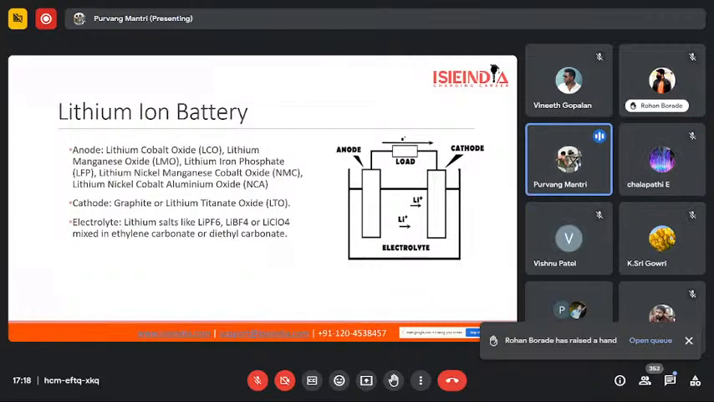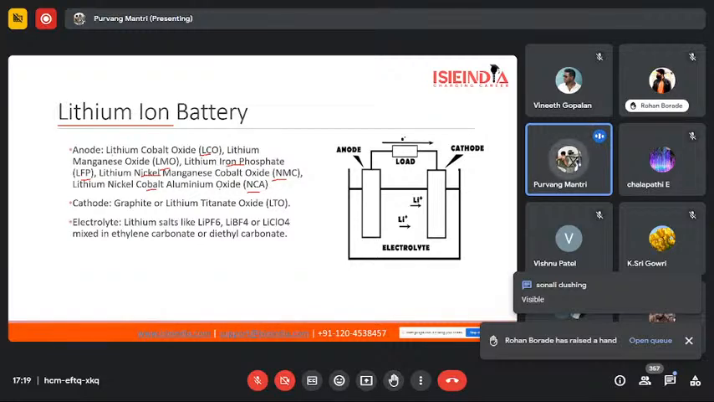So yeah, the most famous one, which is used in our electric vehicles, is the lithium-ion battery. There are multiple battery chemistries in just the lithium-ion battery, and those chemistries are based on their anode material. You would have heard of the terms LMO, LFP, NMC or NCA. These are the materials used for the anode: lithium cobalt oxide, lithium manganese oxide, lithium iron phosphate, nickel manganese cobalt oxide, or nickel cobalt aluminum oxide.